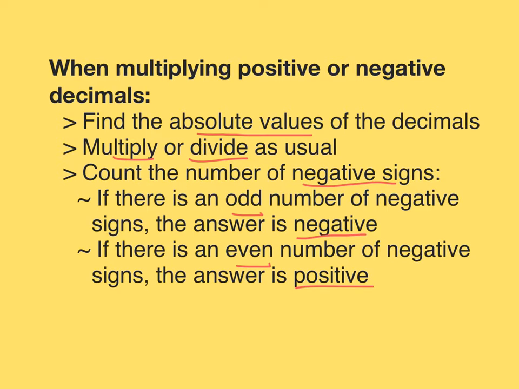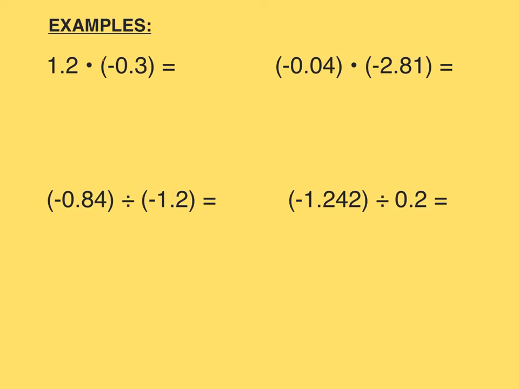So hopefully you've already paused the video here so that you could get these steps in your notes, and we're ready to move on. Okay, so here we are with some of our examples. The very first thing I'm going to do is take the absolute value of both of these numbers. So I'm going to have 1.2 times 0.3.